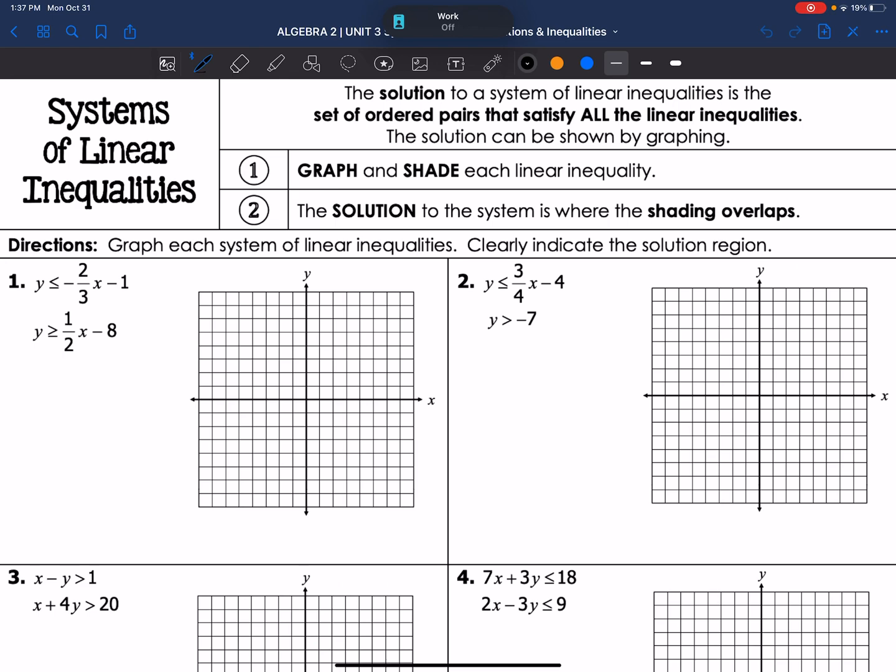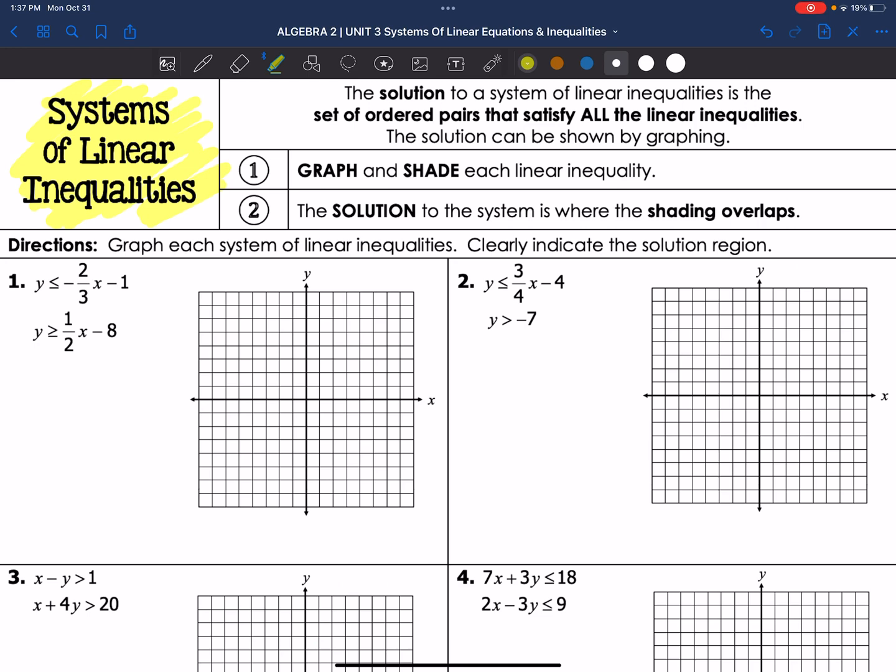In today's video, we are looking at wanting to solve systems of two or more linear inequalities. And so that's what we've got here, a couple steps that we're going to be following in order to solve our systems of linear inequalities.